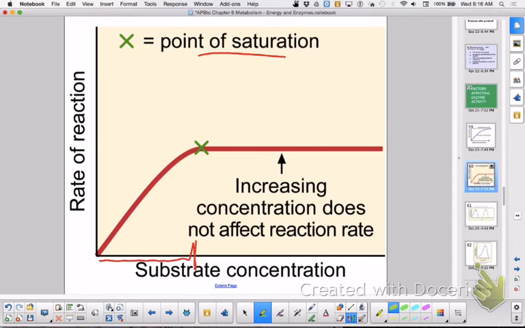Up to this point, you still had available enzyme, available enzyme, available enzyme. Now, that's why it's going to maintain that same rate.